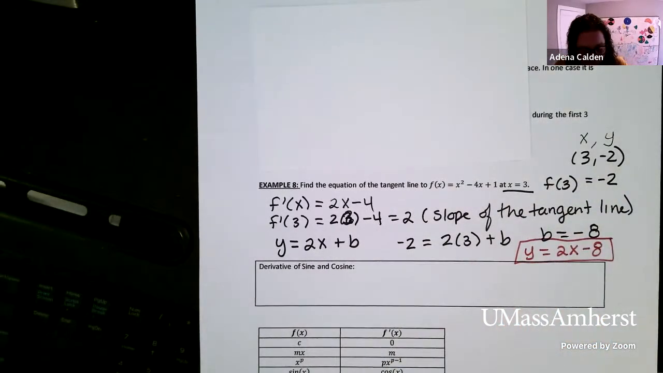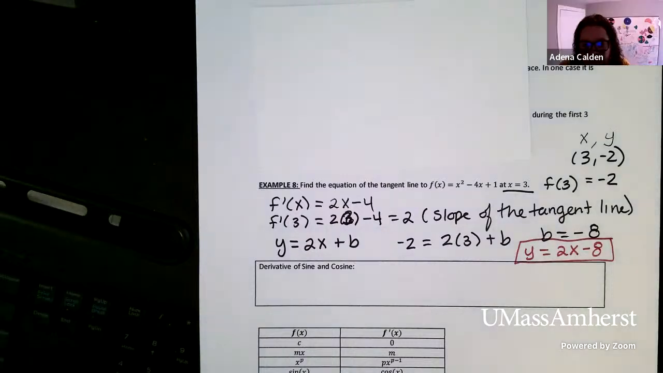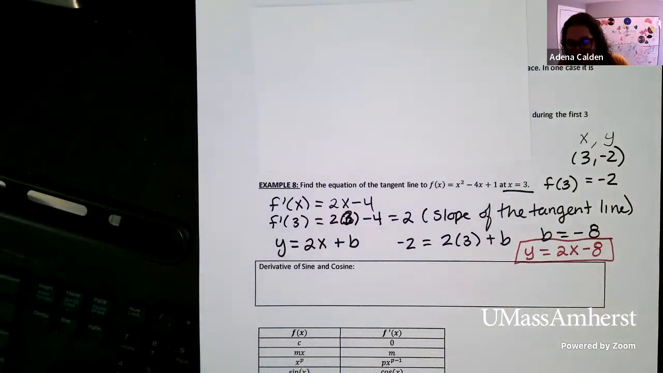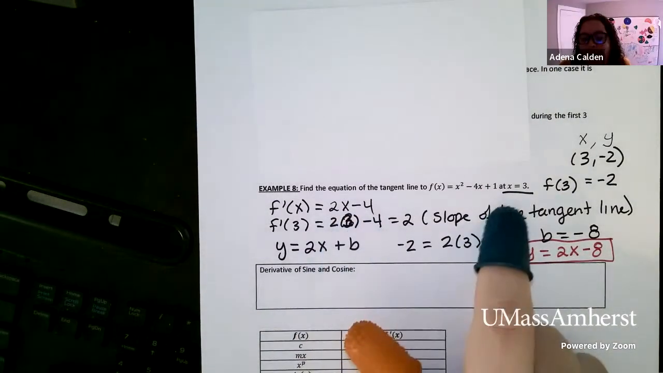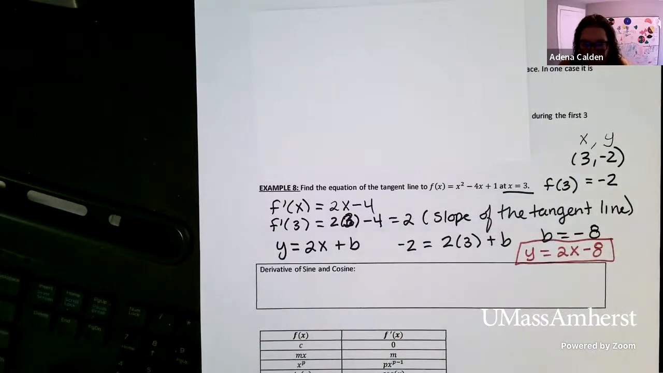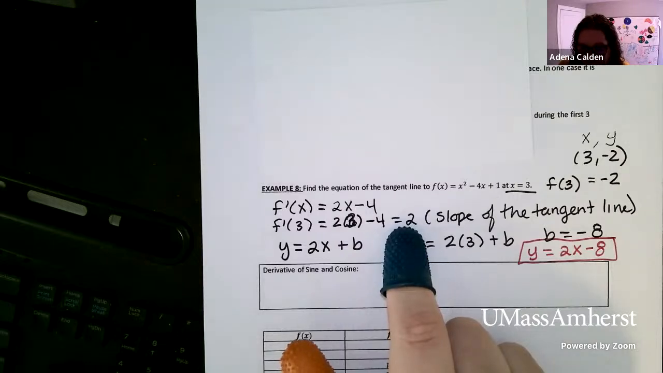minus 8. So this is a pretty common problem that's going to come in chapter 3 where we're finding the equation of a tangent line. So these are the things we need to remember. We need a slope and we need a point. The slope we get from taking the derivative and plugging in the point that we are evaluating. That's going to give us the slope of the tangent line by definition of the derivative.